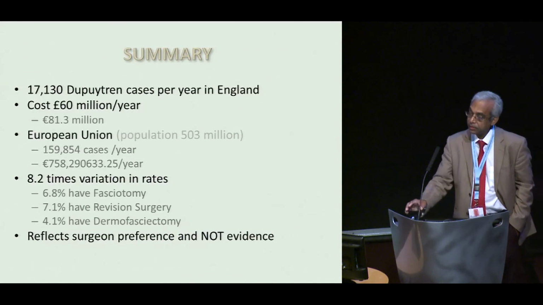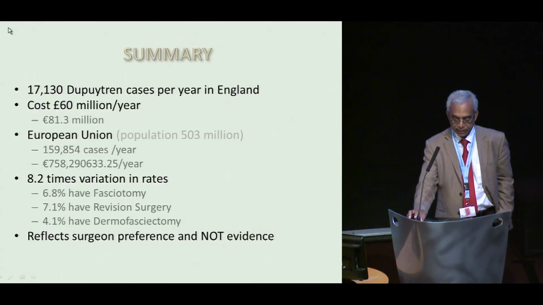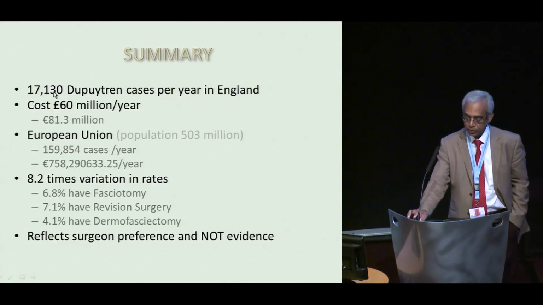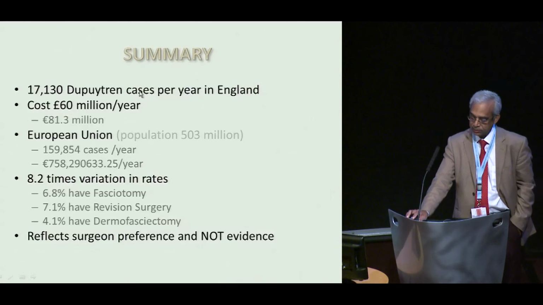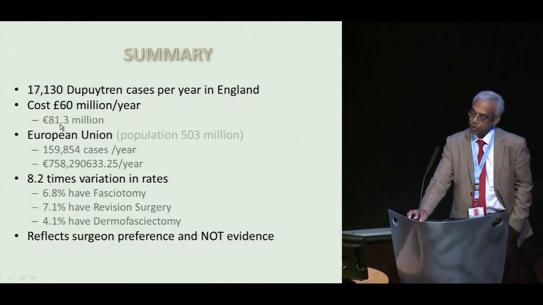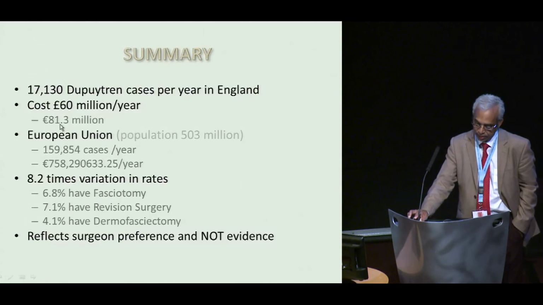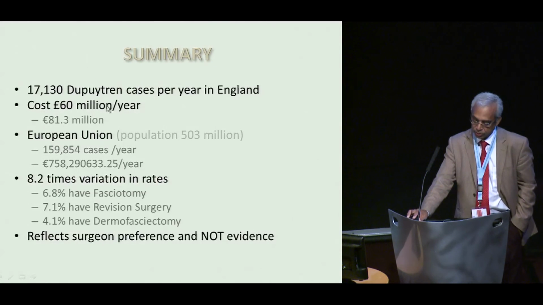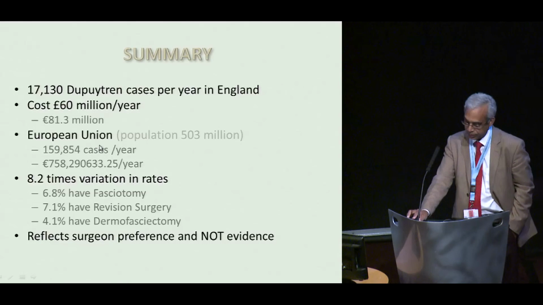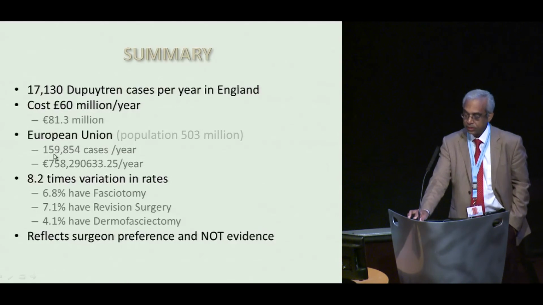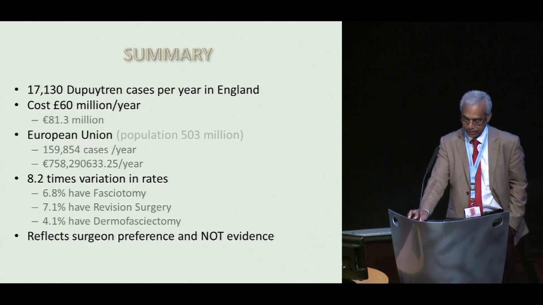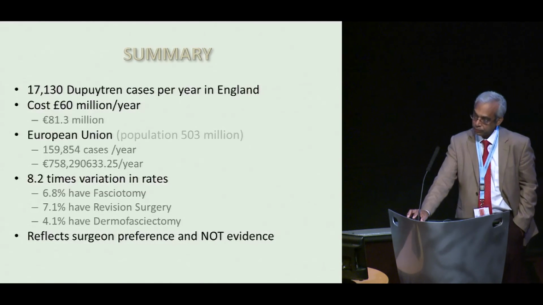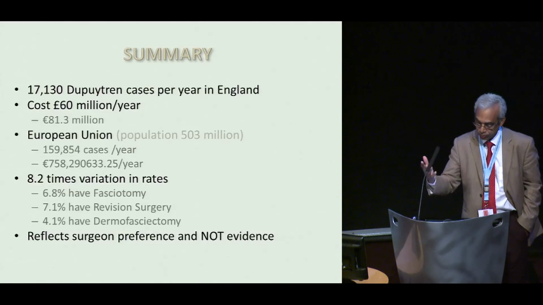So the summary that you need to go away with is in England, we do 17,000 Dupuytren's cases per year, which costs us 60 million per year or 81 million euros per year. If we translate those figures across the whole of the European Union, then you're talking about 160,000 cases per year, costing about 750 million euros, quite a huge amount.